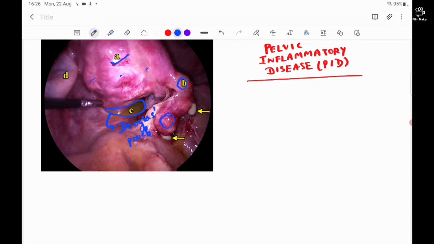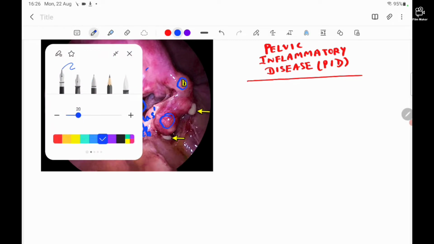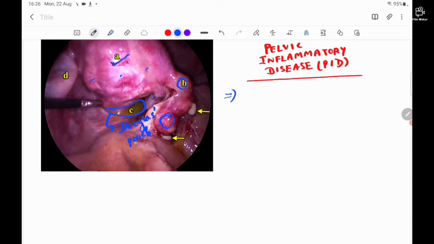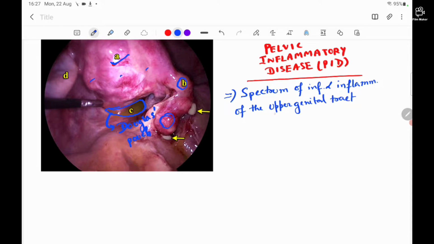So how may we define PID? We can define it as a spectrum of infection and inflammation of the upper genital tract. This, the upper genital tract, is very important in the classification or in the definition.